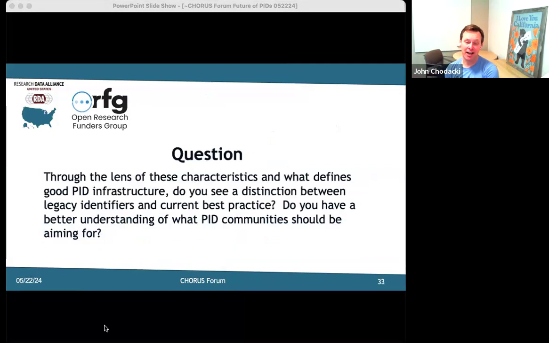So the question that I would ask to this group is, through this lens of these characteristics, while they were very basic and foundational and in the weeds, did you, through this distinction, start to understand some legacy identifier systems that exist within your space or within the wider community? And do you have a better understanding of where we as a persistent identifier, as a PID community, are aiming for and where we're headed?